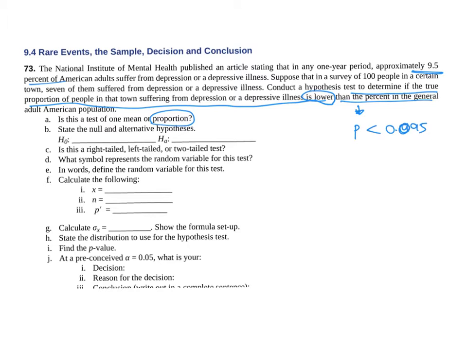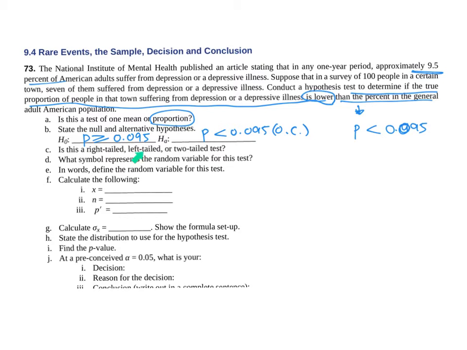Here I'm looking at the claim. The claim has strict inequality, strictly less than, no equal sign. So that means this is the alternative hypothesis. So p less than 0.095. This is my original claim. And H0 is just the opposite of that. So p greater than or equal to 0.095.